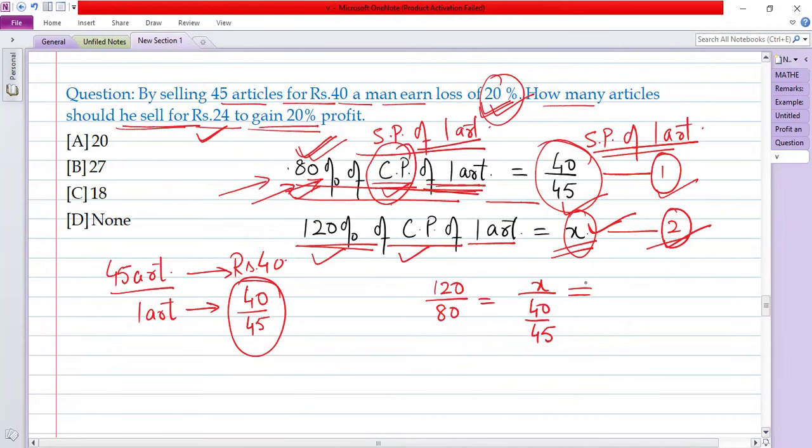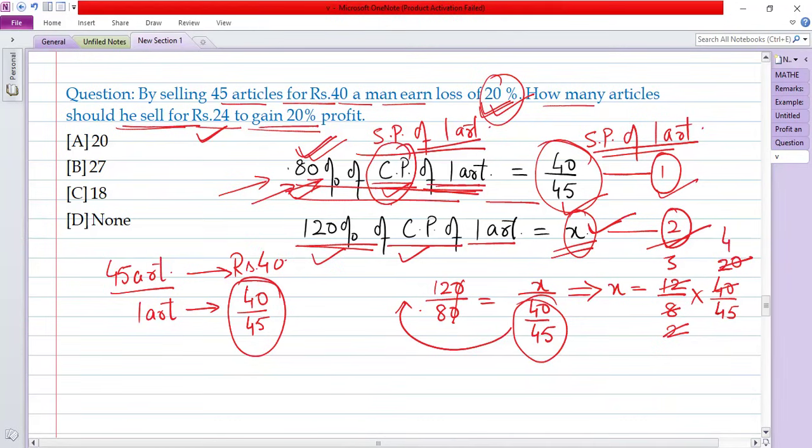And now from here, what will be x? So x will be nothing but 12 by 8, into 40 by 45. So this term will directly go to this side. Now it will be 4, 3 and 4, 2. And here we can cancel this 2 with this 20, and 5, 4 and 5, 9. And moreover, this 3 can cancel out this. So what is this x? This x is 4 by 3. So this x is equal to 4 by 3.